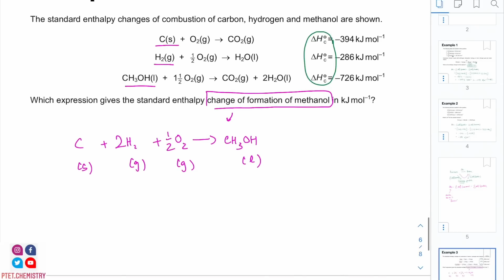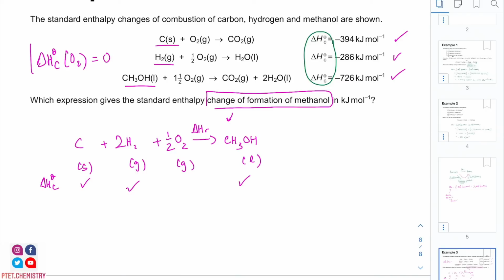Okay, so I want to find the enthalpy change of reaction, but I'm given the combustion. So I have the combustion of carbon, yes, because that's given there. I have the combustion of hydrogen, yes. I have the combustion of methanol, yes. But I do not have the enthalpy of combustion of oxygen. But in the other video, I already told you about this identity. What does the combustion of oxygen mean? The combustion of oxygen means burning 1 mole of oxygen in excess oxygen.